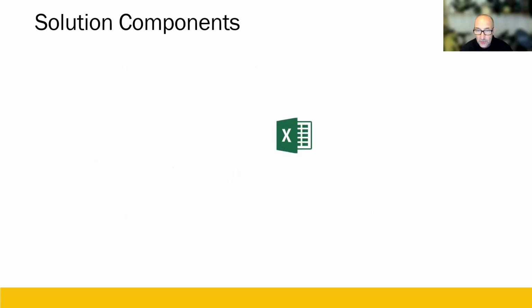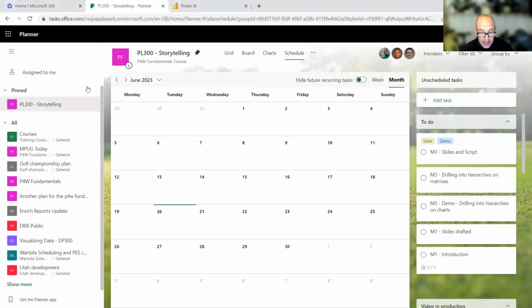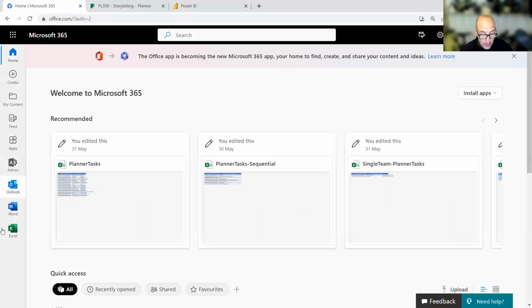Let's just have a look at the solution components. And sometimes we have to start at the end or in the middle to work out to either side to understand what we're trying to do. In my version, we have a repository, a posh word for database, somewhere I'm going to stick some data. I choose Excel. Why do I choose Excel? Well, because everybody is familiar with Excel. If you've got Office 365, you've already got Excel and you've already got SharePoint. So that's why I choose Excel.